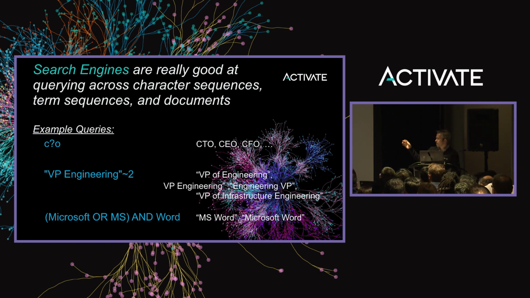And so in this example, I've got a query over here on the left going to Solr of C?O. That query is going to return me CTO, CEO, or CFO. I know it's a chief something officer, a C something O, and I'm using the semantic data to effectively query the search engine, and I'm saying it's a graph now, we'll talk about that in a minute, to be able to pull this information back. Similarly, I can say VP of engineering with an edit distance of 2, and I can find VP of engineering, VP engineering, etc., or Microsoft or MS and Word will allow me to match multiple meanings down here.